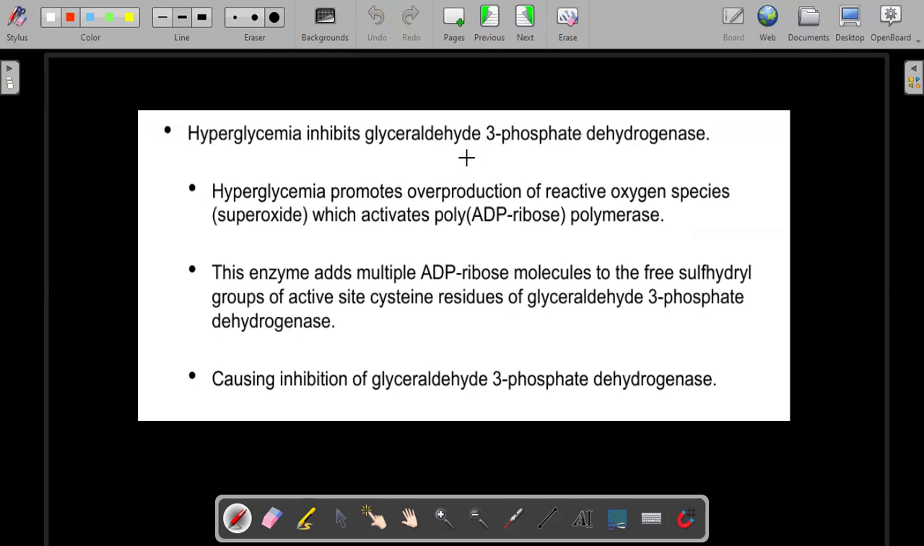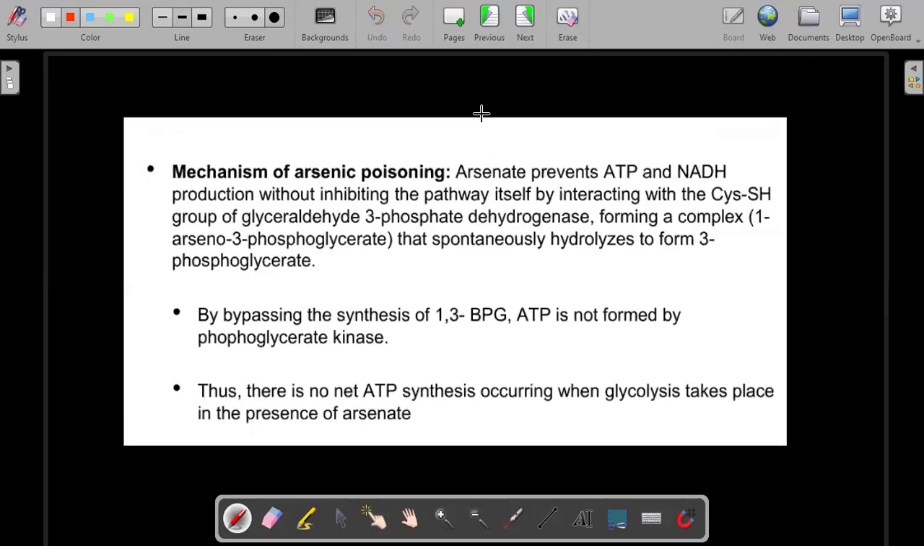Hyperglycemia, meaning high glucose levels, inhibits the glyceraldehyde 3-phosphate dehydrogenase enzyme. This enzyme works at step number 6, where we get NADH. It can be inhibited by a high concentration of glucose in the body, which is hyperglycemia. That's another thing you need to take note of.